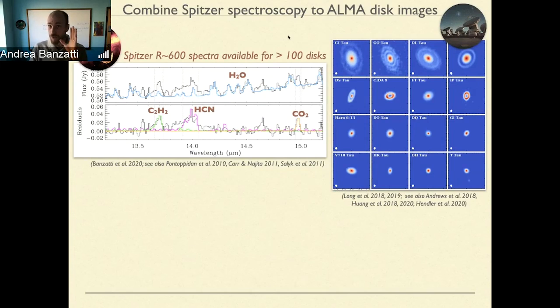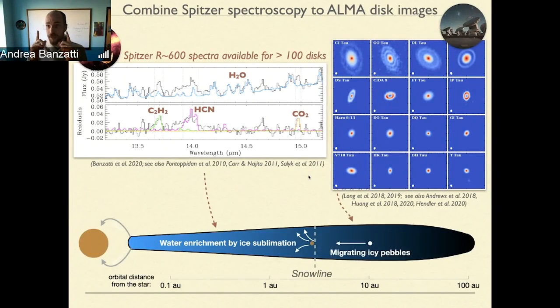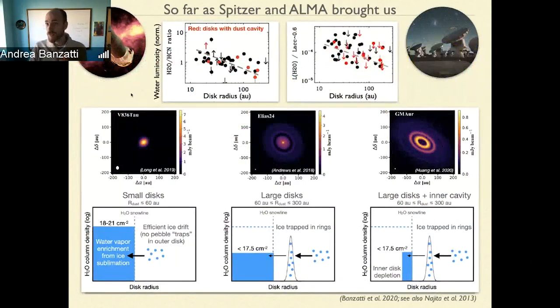So at this point, for the first time, we have the opportunity to combine these two data sets from Spitzer and ALMA to test those fundamental predictions from 20 years ago, about an intimate link between the dynamics of pebbles in the outer disk and the water enrichment in the inner disk. And what have we seen? We have seen this with Spitzer and ALMA, combining Spitzer and ALMA.